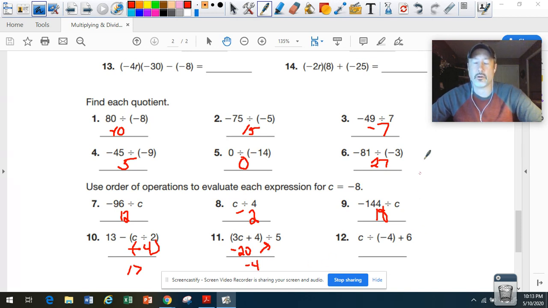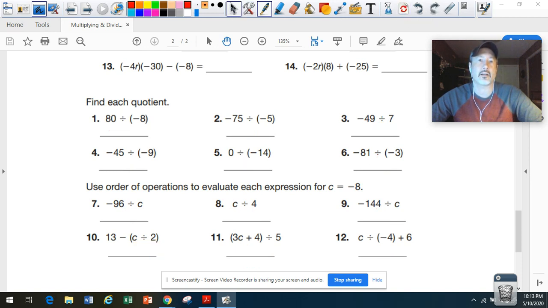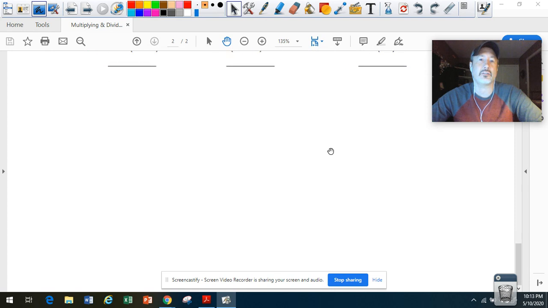Last one here, guys, and I'll show you a couple other things. I have negative 8 divided by negative 4, which is positive 2. 2 plus 6 is 8. Very, very good. So hopefully you got all of those correct. Nothing else down here, but I do want to show you a couple of things.